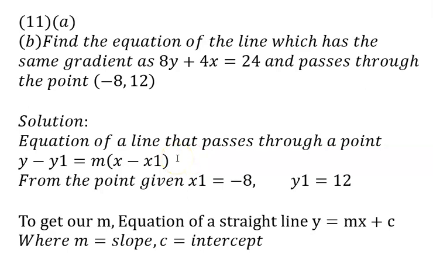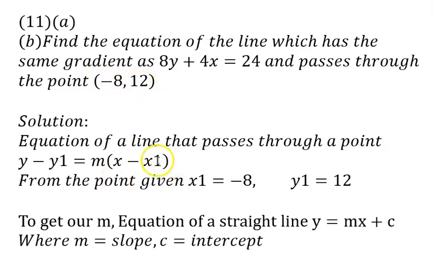The equation of a line that passes through a point is this formula: y minus y1 equals m(x minus x1). That is the formula of the equation of a line that passes through a point. Since we are asked to look for the equation, y and x will be in the equation. From this question, they've given us the point that it passes through, minus 8 and 12. That's our x1 and y1.